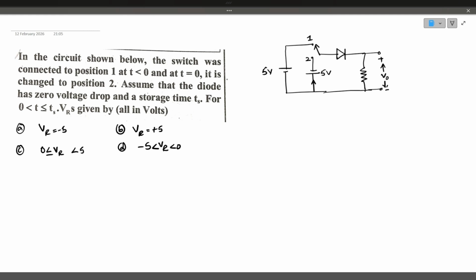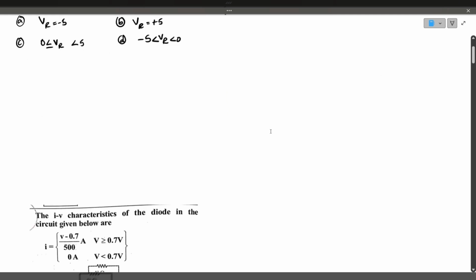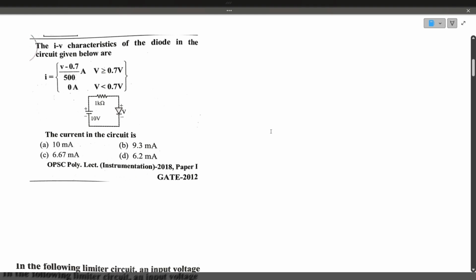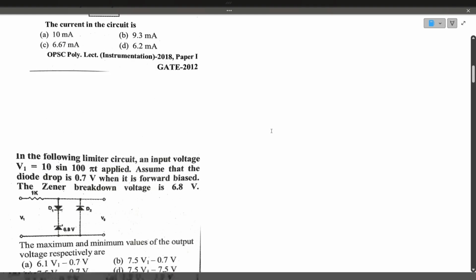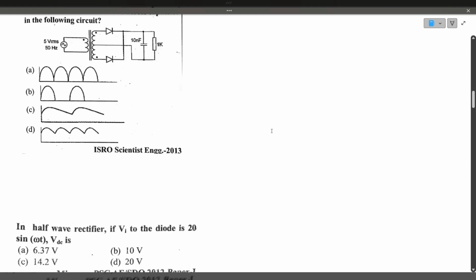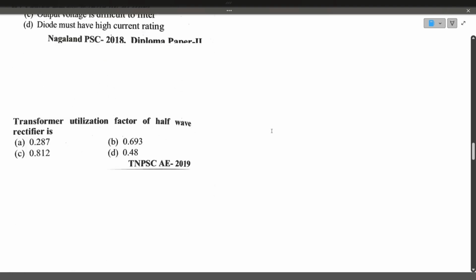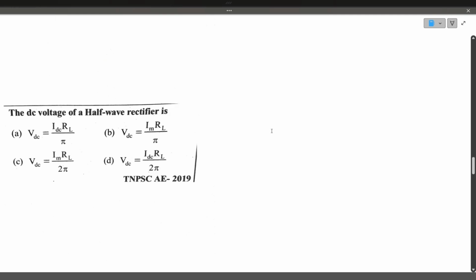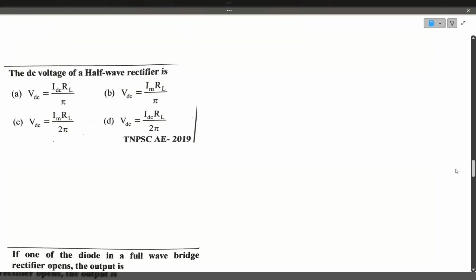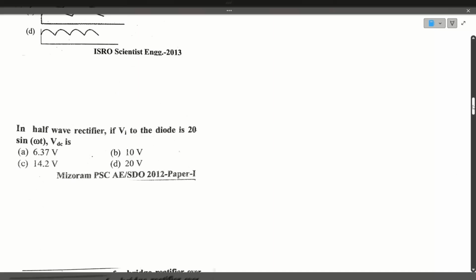Today we'll discuss the problems related to diode circuits of analog electronics. In total, we are going to discuss 15 problems today. These are previous year problems of GATE, IES, NILT, ISRO, Mizoram PSU, and RRBSSC. There are many more problems like this, which are previous year problems and very important problems. Today in this class we'll discuss all these important problems.